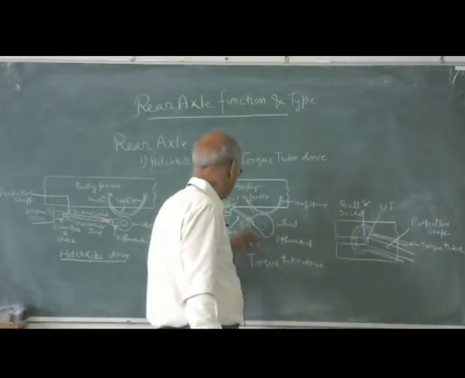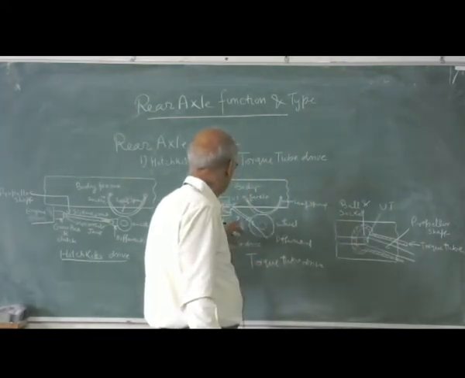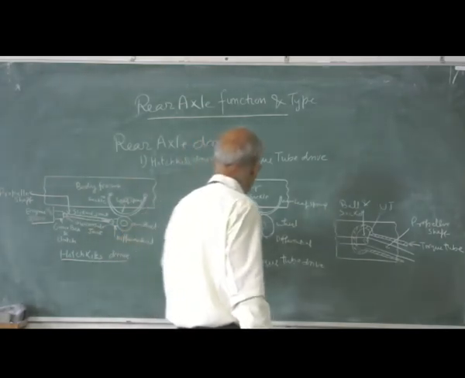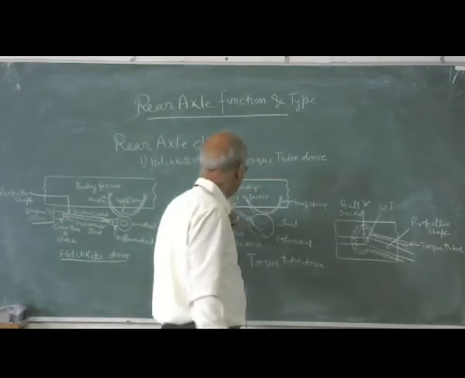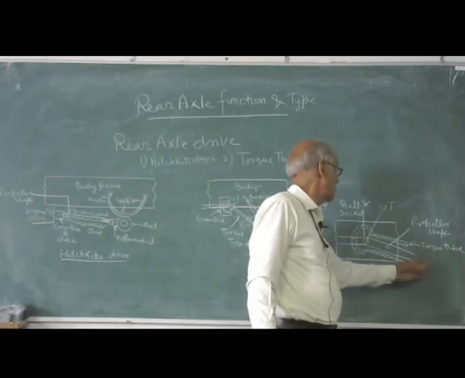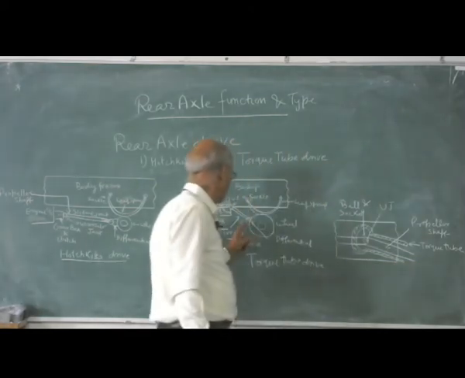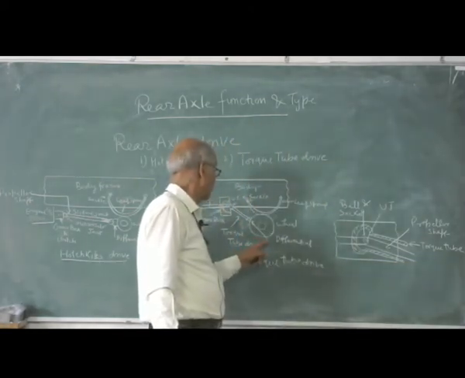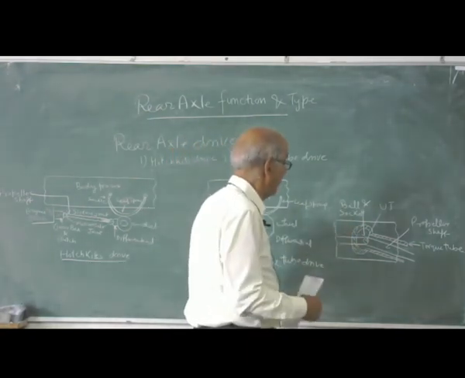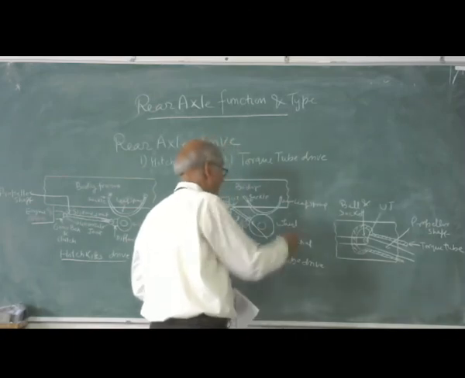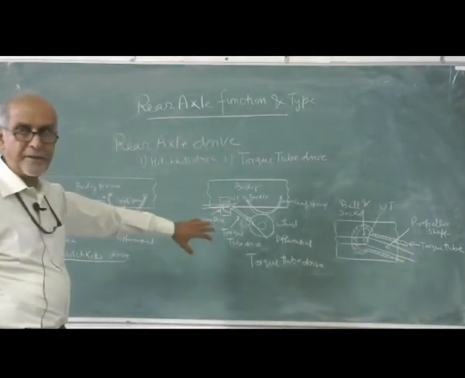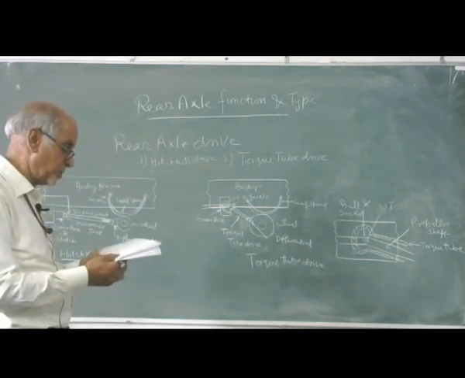One universal joint is there, and after universal joint, there is the differential. It is directly connected to the differential. There is no universal joint over here. Directly connected to your differential, and the power goes to the rear wheel. So in that way, the difference between the two has been clearly shown in the figure, which I think must be clear to you.